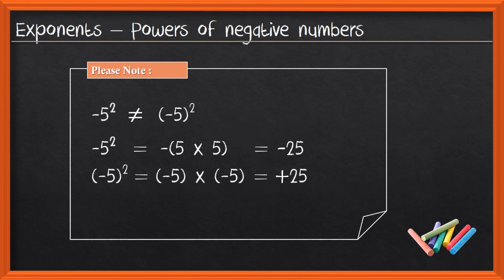But if you look at negative 5 the whole square, this is nothing but negative 5 times negative 5, which is equal to a positive 25.